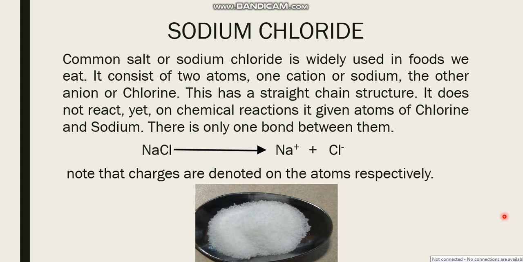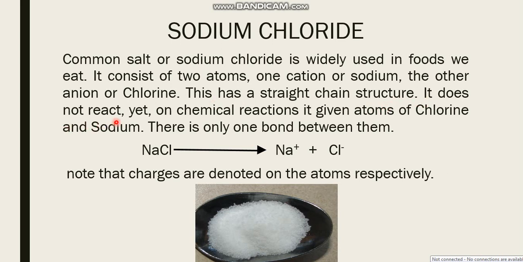Let's see sodium chloride. Students, this is the common salt or sodium chloride, and it is widely used in the food we eat. This is sodium chloride that we already know, and we have discussed it in our first chapter. You can see it has two types of atoms. The first is cation or sodium, which is positive. Second is anion or chlorine, which is negative. This has a straight chain structure. We already know NaCl has a straight chain structure.